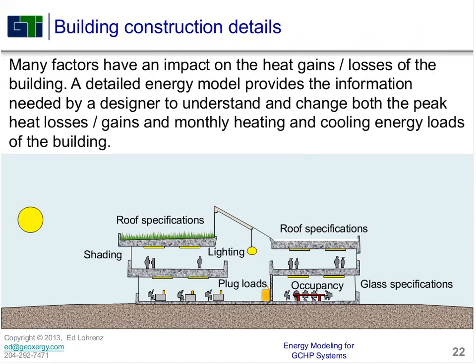So building construction details, there's a lot of things that you can look at. Shading on the building, how much solar gain you're going to get, what kind of roof is going to be put on, white roof or green roof or whatever, what the plug loads are going to be in the building, what kind of equipment is going to be in there, lighting, occupancy, glass specifications. Those are all things that can have a very major impact on how large and how expensive that ground load is going to be and how efficiently that building is going to operate.